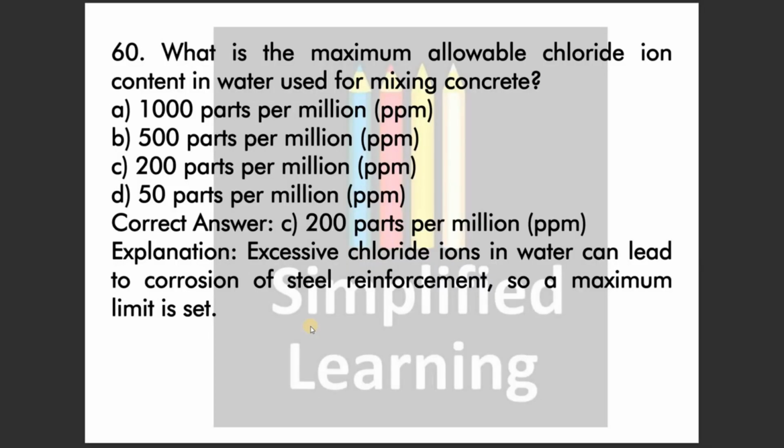What is the maximum allowable chloride ion content in water used for mixing concrete? It should be less than 200 ppm. Okay, maximum we can have it as 200 ppm. What is being suggested is it should be less than 200 ppm. That's the reason for not using seawater or saline water in concrete making.